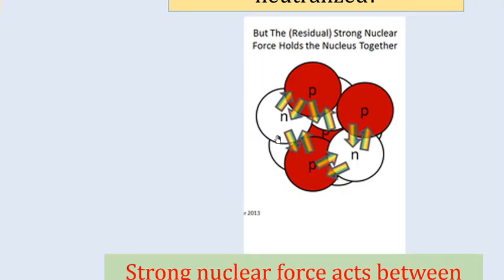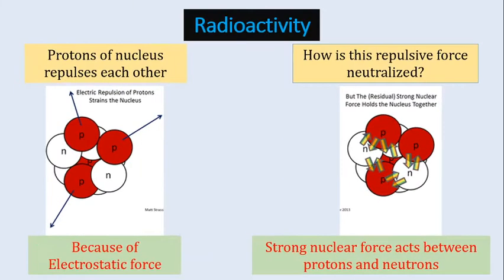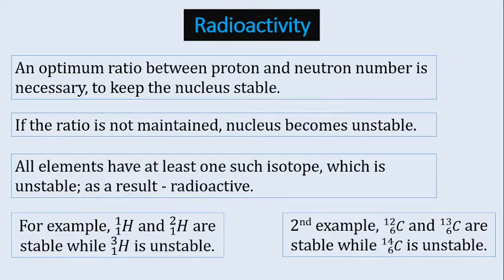That is, the repulsive electrostatic force between the protons is neutralized by the action of the strong nuclear force, so that these protons can exist close together with neutrons inside the nucleus. So we're discussing that protons of a nucleus repulse each other because of electrostatic force, and how this repulsive force is neutralized, because there is a strong nuclear force that acts between protons and neutrons. So to make the nucleus structure stable, we need both electrostatic force and the attractive strong nuclear force.